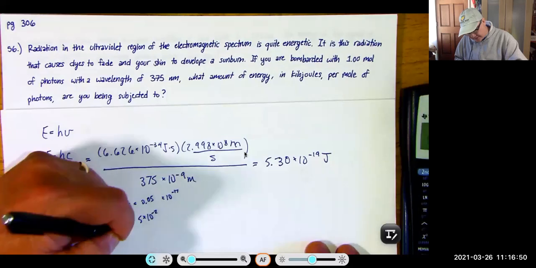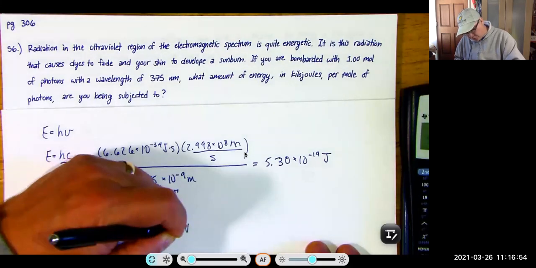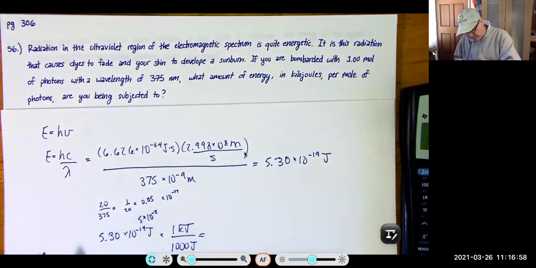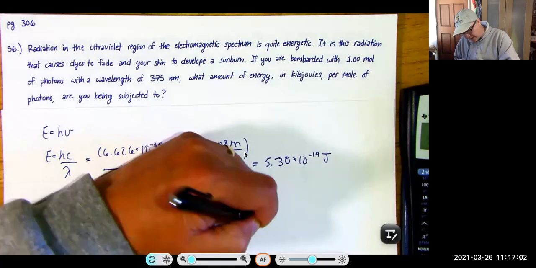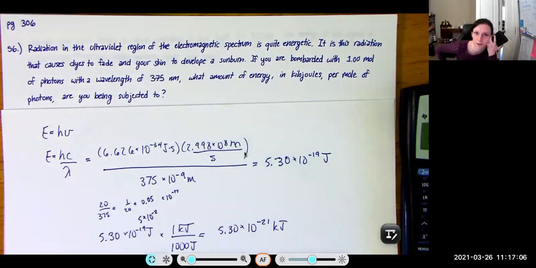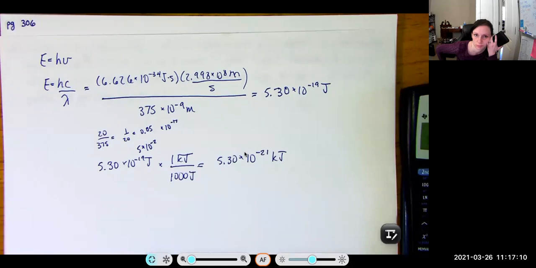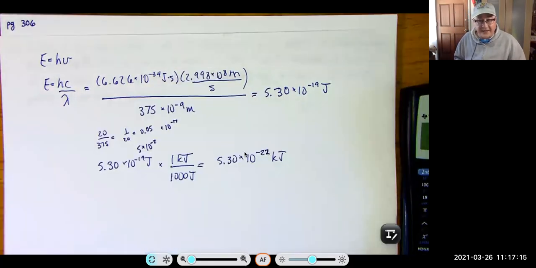5.30 times 10 to the minus 19 joules times 1 kilojoule per 1,000 joules. So we get 5.30 times 10 to the minus 21 kilojoules. My calculator gave -22. Yes, it's correct. Because I can't add 3 and 19.